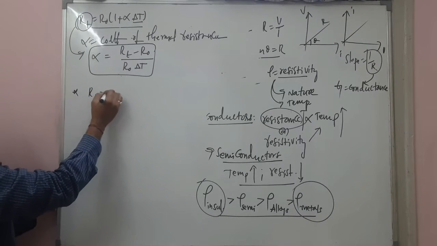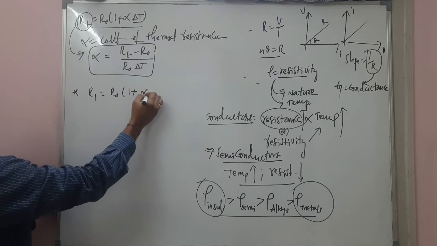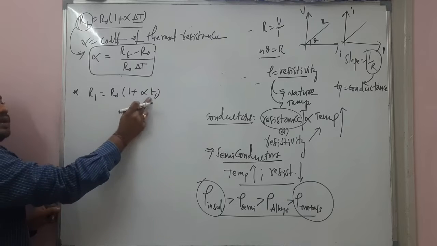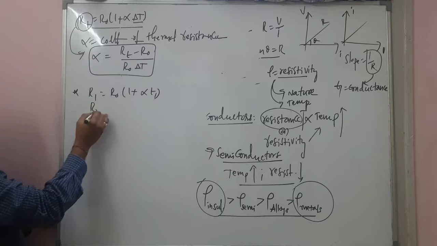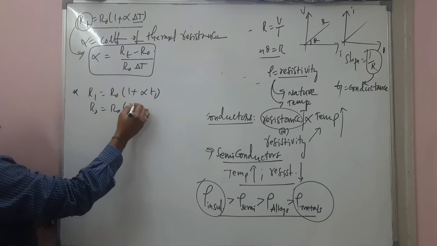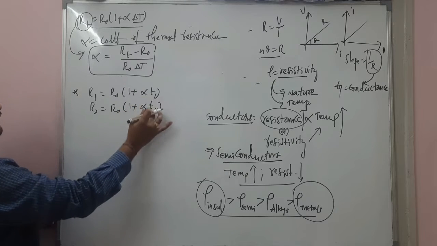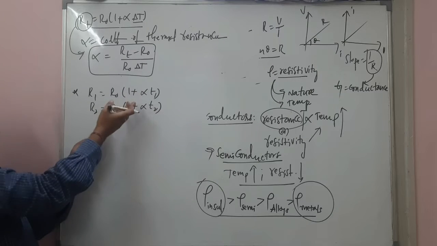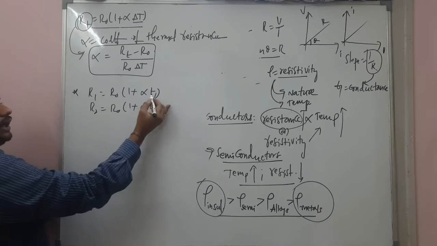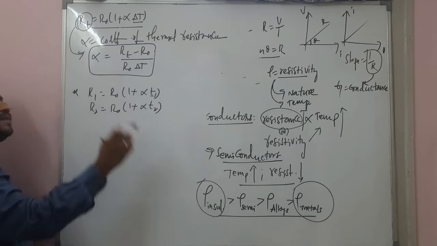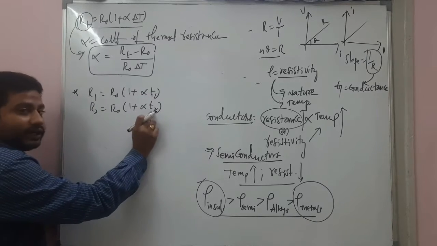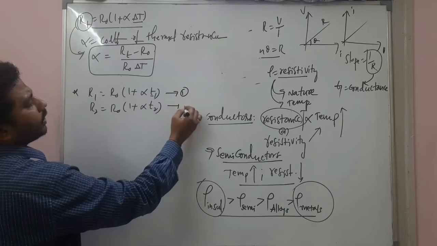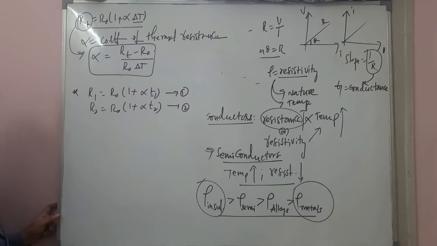R1 is equal to R0 into 1 plus alpha T1. That means at a particular temperature, the resistance. And there is another resistance at another temperature. At an instant, it's not the change in temperature, my dear students. There's no concept of change in temperature here. At a particular temperature, 36 degrees Celsius, the resistance of the wire. At 20 degrees Celsius, resistance of the wire, right? So this is equation 1 and this is equation 2. Sometimes the questions were asked like this.